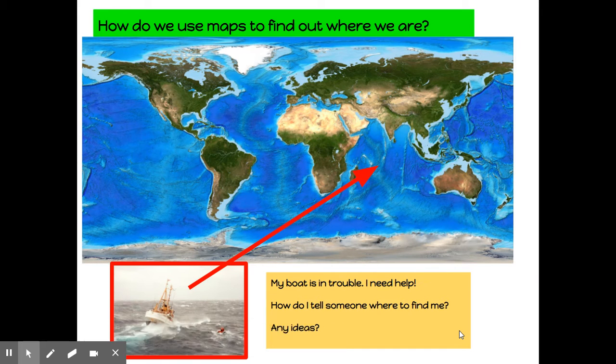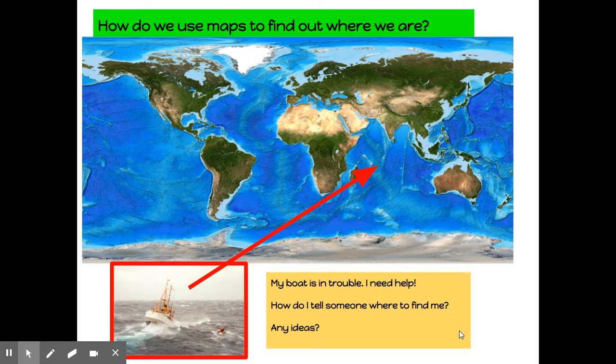So the big question for us today is, how do we use maps to find out where we are on the planet? Imagine that I'm in trouble. I've fallen out of my ship and my boat, and I'm floating around in the sea. And the other person in the boat needs to send a radio message to the emergency services to come and look for me. But how will that person tell the emergency services where I am? I'm in the middle of a huge, great big ocean.